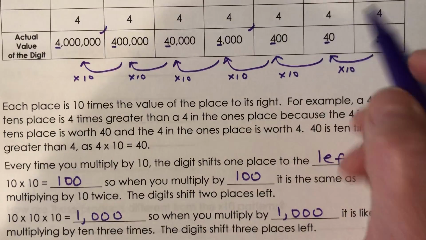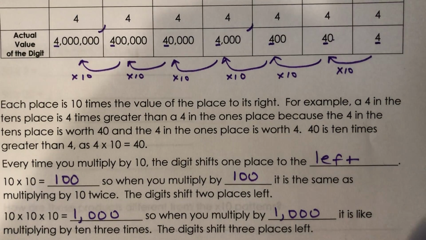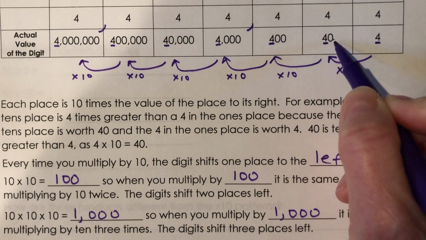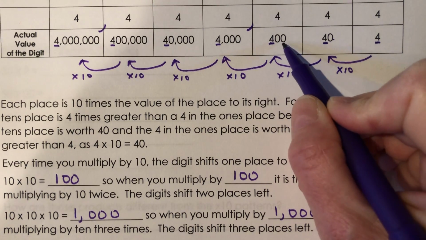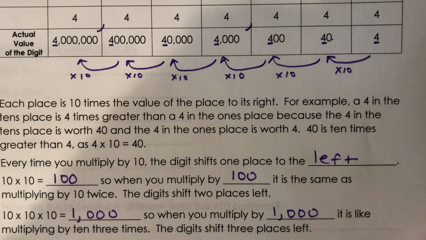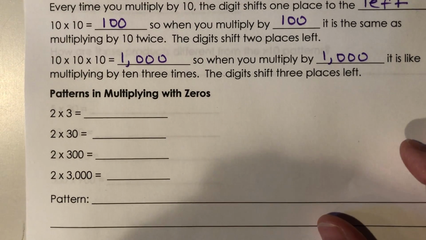And notice we have a whole bunch of zeros after that shift, right? Did you notice when we multiplied by 10, we had a 0 after that 4? And when we multiplied the 400 by 10, we had another 0 and another and another. That's the pattern we're going to look at today that's going to be really helpful. So, patterns in multiplying with zeros.